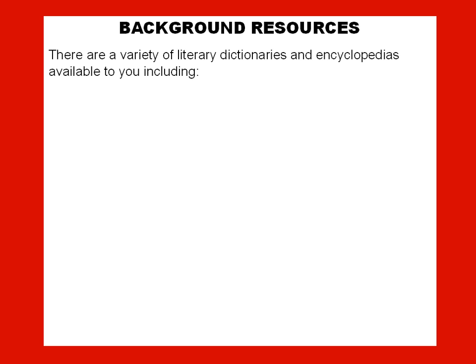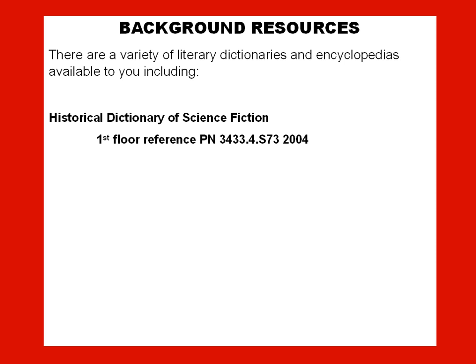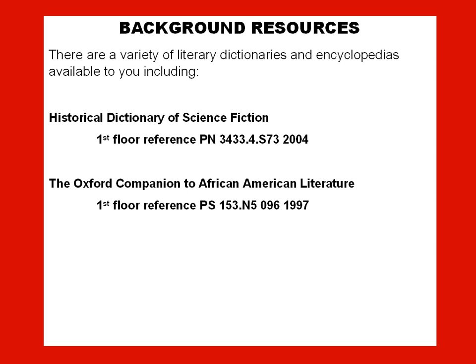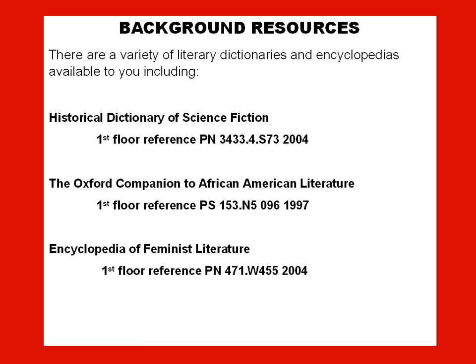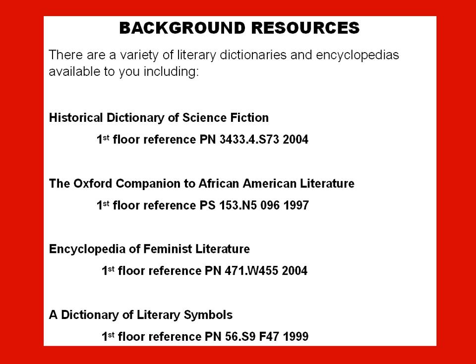There are a variety of literary dictionaries and encyclopedias available to you, including Historical Dictionary of Science Fiction, Oxford Companion to African American Literature, Encyclopedia of Feminist Literature, and a Dictionary of Literary Symbols. In fact, almost every genre and subdivision of literature has its own encyclopedia and dictionary to help you figure it all out.